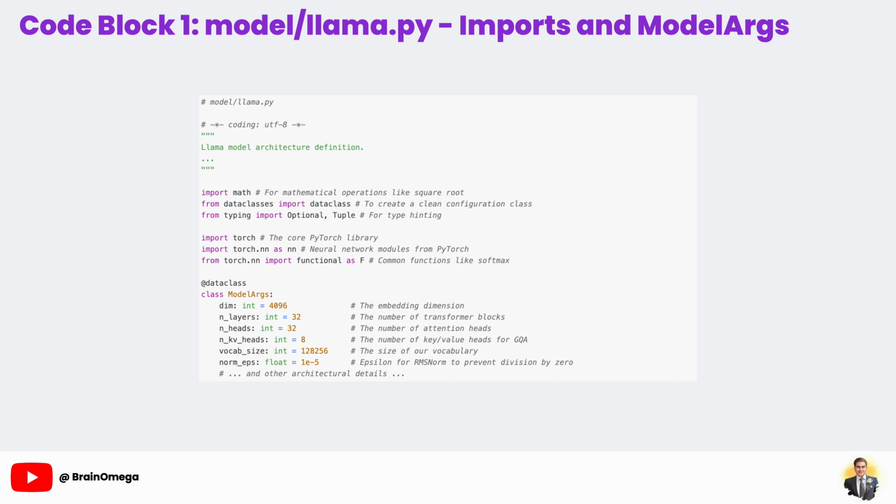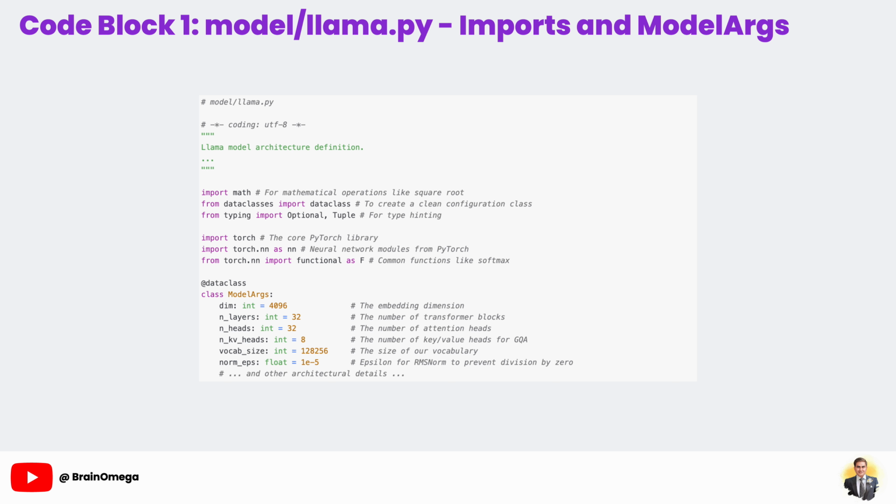Import math. This is a standard Python library we'll need for just one thing, a square root calculation inside our attention mechanism. From dataclasses, import dataclass. This is a modern Python feature that gives us a super clean way to create classes that are primarily used for storing data, like our model configuration. From typing import Optional, Tuple. These are for type hinting. They don't change how the code runs, but they make it much more readable for us and other developers by specifying what kind of data to expect.